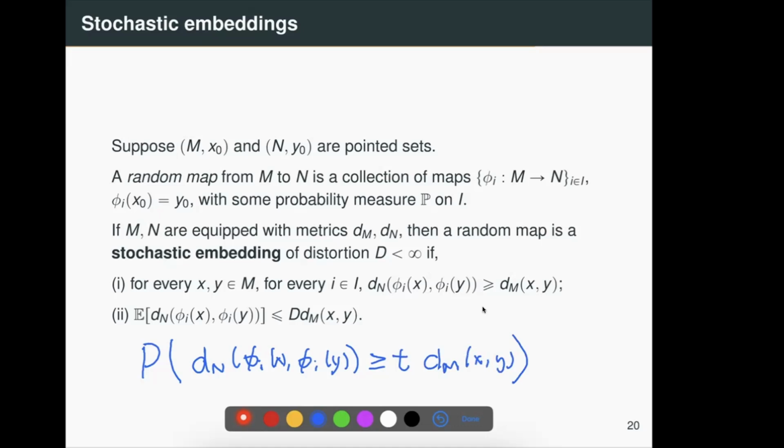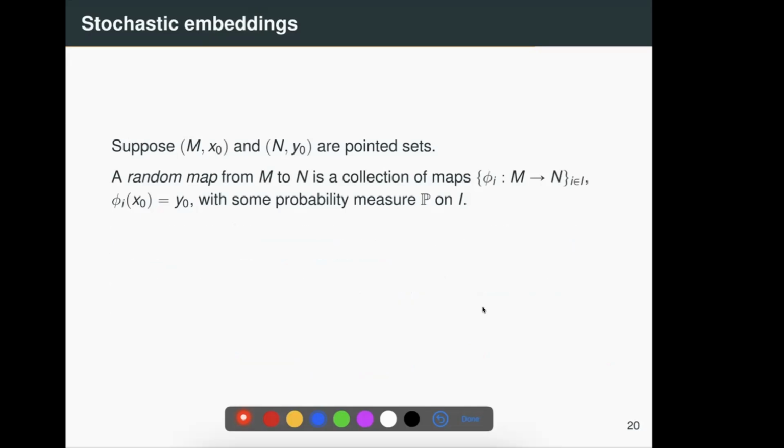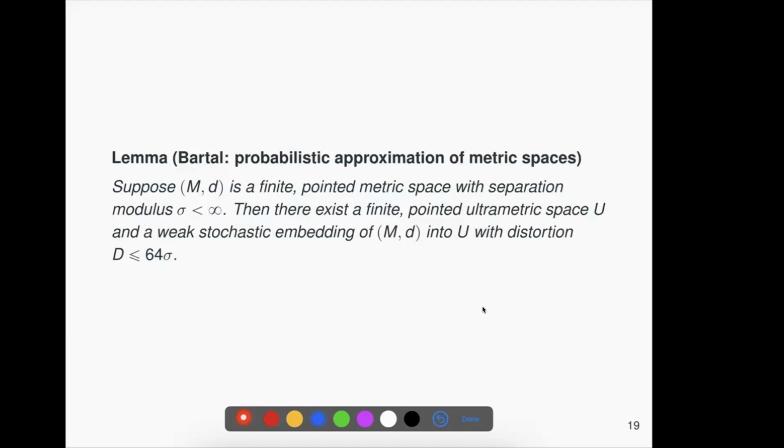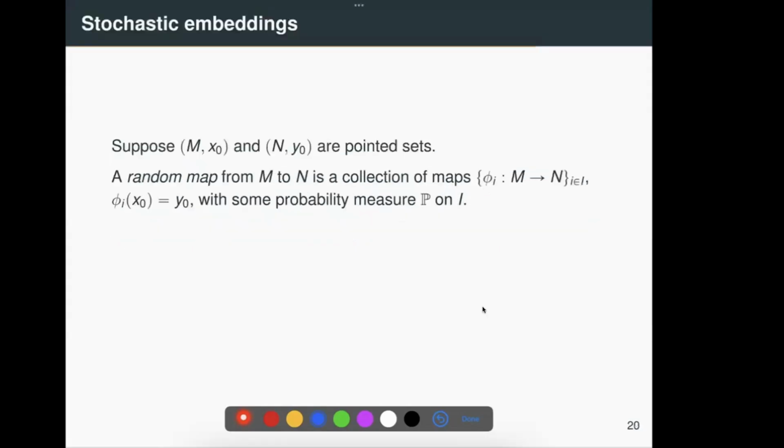And then if we say that it is a weak stochastic embedding with distortion D, this is controlled by this weak L1 norm. The weak one is actually easier to work with because it considers one scale at a time, while the stronger version will ask you to integrate over all scales. So Bartel's lemma tells you that if you have a space with a finite separation modulus sigma, then you can do an embedding into a tree-like space, a weak stochastic embedding with the distortion controlled by the separation modulus. So it's a kind of useful approximation.